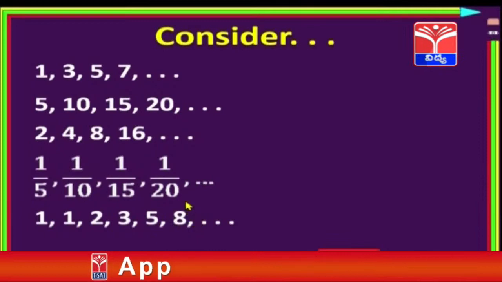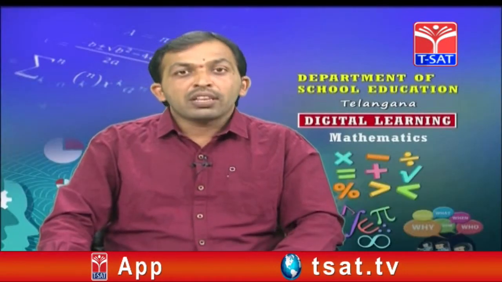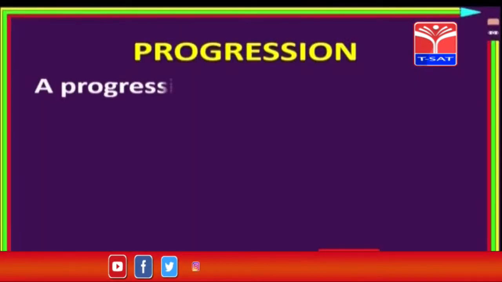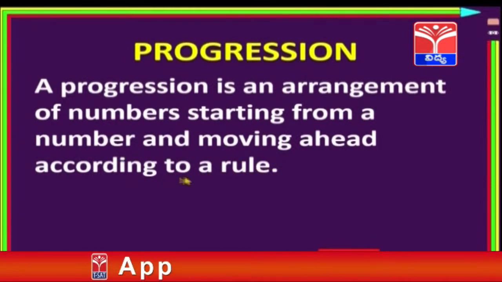So like this we can see different patterns in mathematics, which are arrangements of numbers that follow some rule. In these arrangements of numbers, some of the sequences start from a number and move ahead. These types of sequences are called progressions. So let us learn what a progression is. A progression is an arrangement of numbers starting from a number and moving ahead according to a rule.